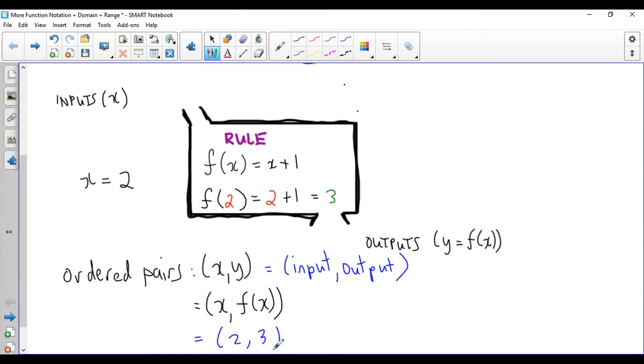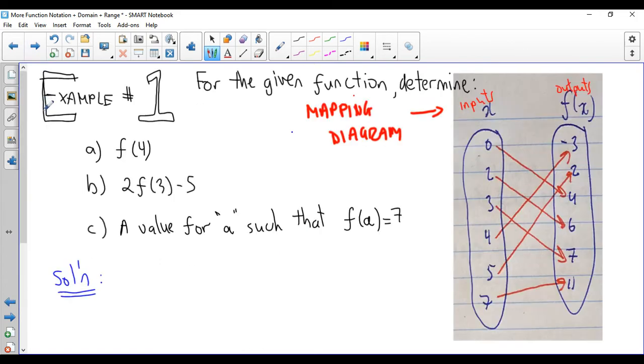So if you have a good understanding of the input-output idea, then the remaining questions should not be too bad. Okay, so first example, given this function that we got here, we're going to determine these 3 things, A, B, and C.